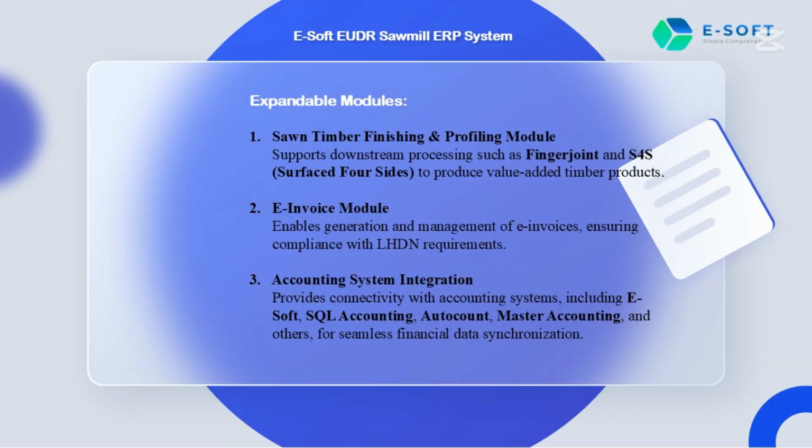The sawn timber ERP system is designed to be modular and expandable to meet evolving operational needs. Additional modules can be integrated seamlessly into the existing system as business requirements grow. Currently available and optional expandable modules include: 1. Sawn timber finishing and profiling module. Supports downstream processing such as finger joint and S4S, surfaced 4 sides, to produce value-added timber products.